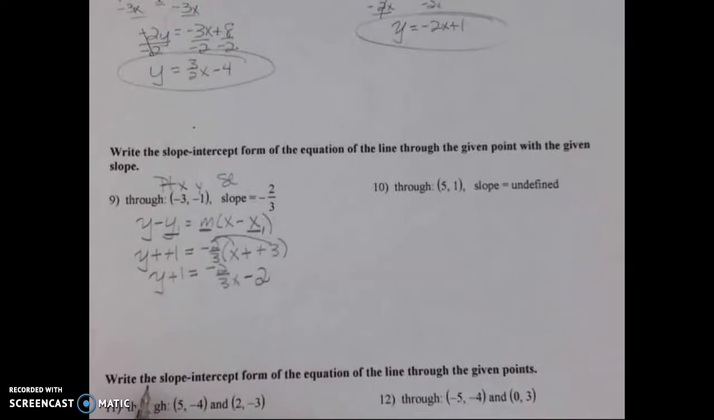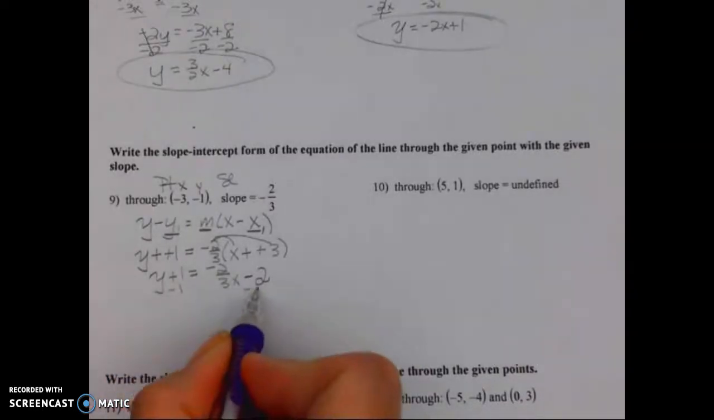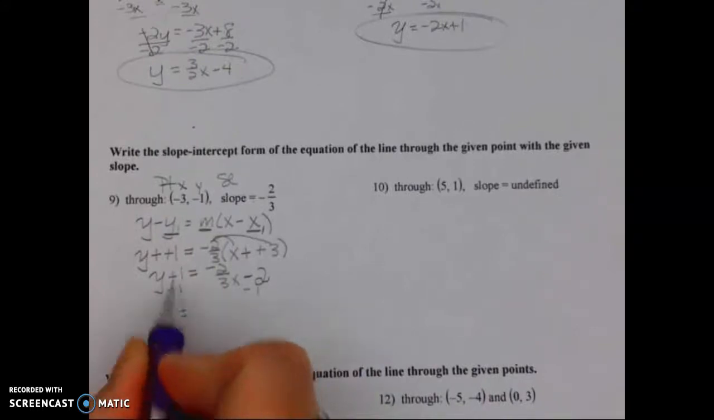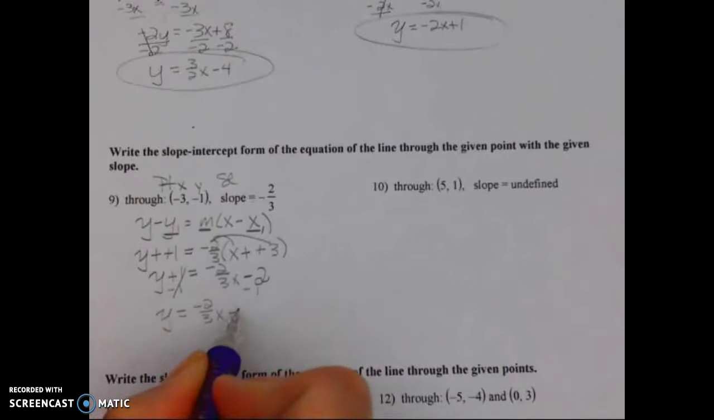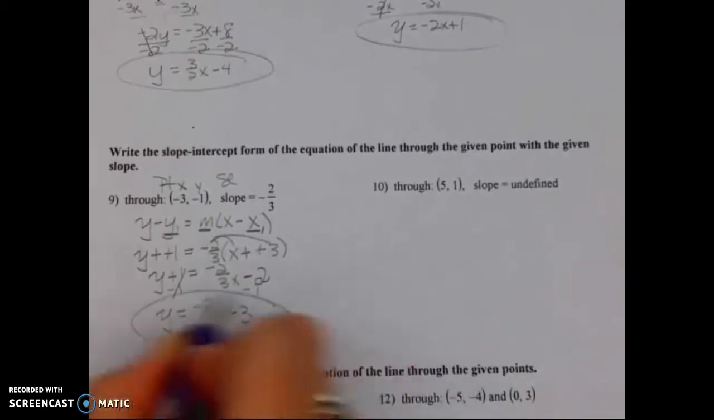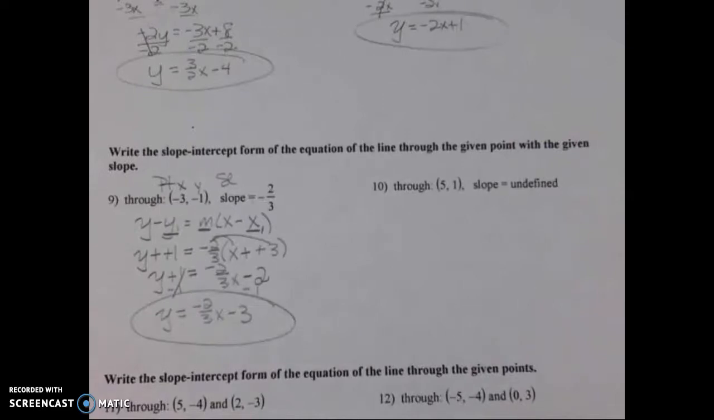We're still solving for y. So I'm going to subtract 1 from both sides. I get y equals -2/3 x minus 3. In your final answer, you should have an x value and a y value. I'm sorry, you should have a slope and a y-intercept. Okay.